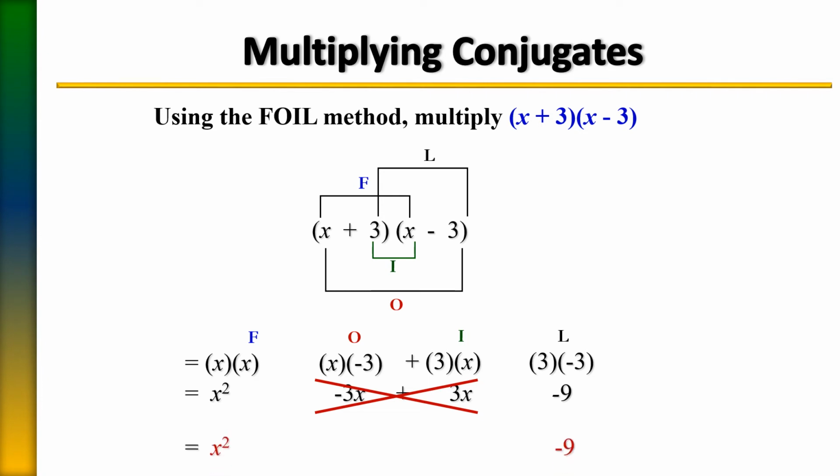All you have left is your first and last term. So whenever you have conjugates, you never need to do the O and the I because they will always cancel out. Just multiply the first and the last and you have your answer. So the answer is x squared minus 9.